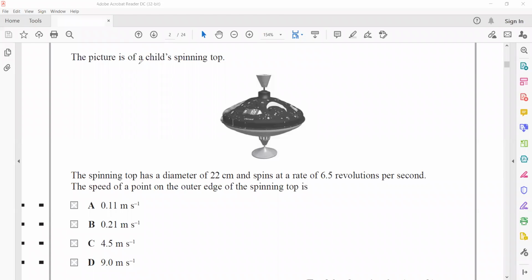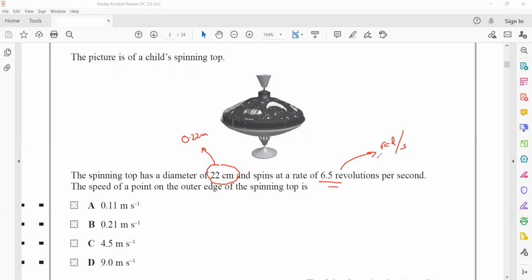So in this question, the picture is of a child spinning a top. The spinning top diameter is given, which is 22 centimeters. So we have to convert into meters. Divide by 100, so 0.22 meters. And it spins at a rate of 6.5 revolutions per second. So this revolution per second should be in radian per second.